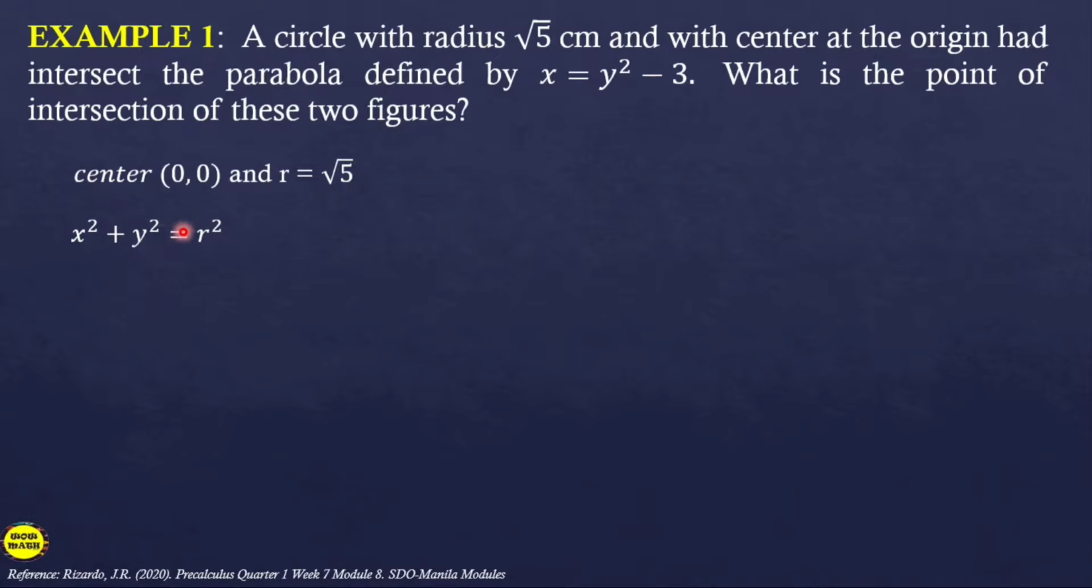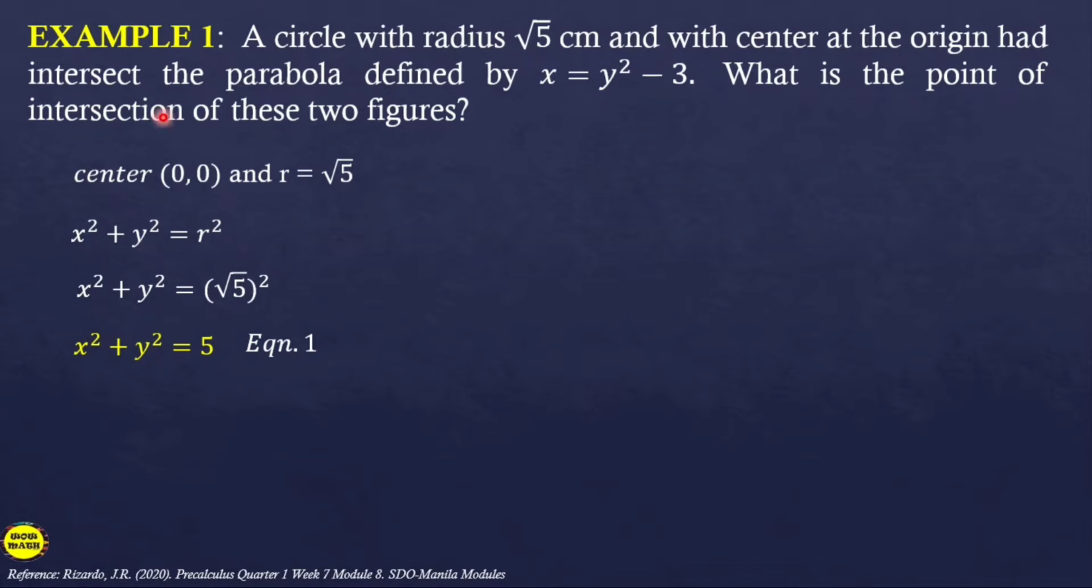Ang gagawin natin, isa-substitute natin yung value ng r dito sa r squared natin. Papalitan natin yung r ng square root of 5, and then the square root of 5 squared. Mawawala tong radical, so ang maiwan na lang ay x squared plus y squared is equal to 5. Ito yung magiging equation number 1 natin.